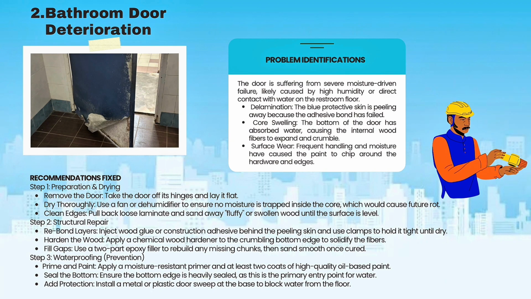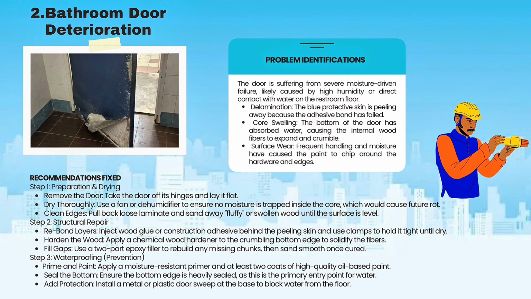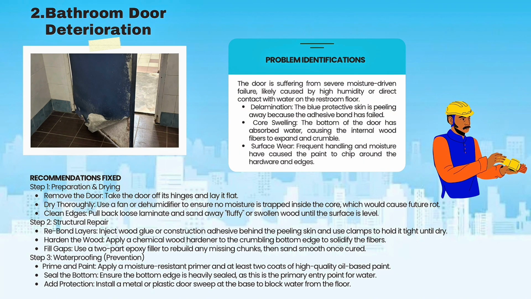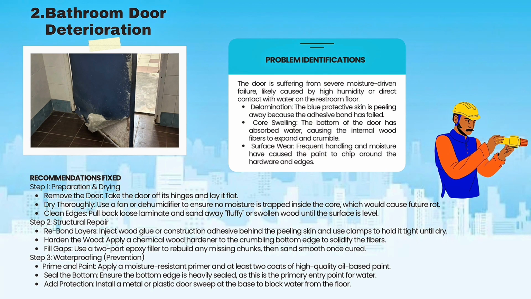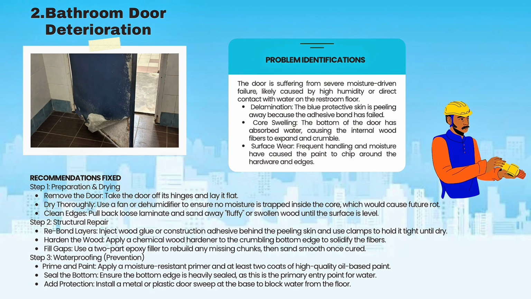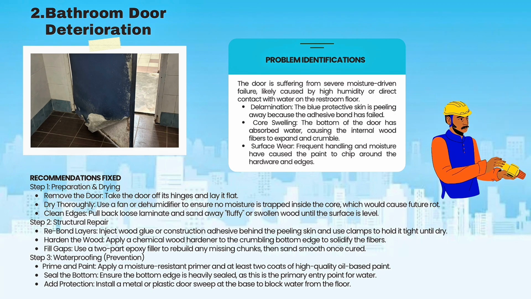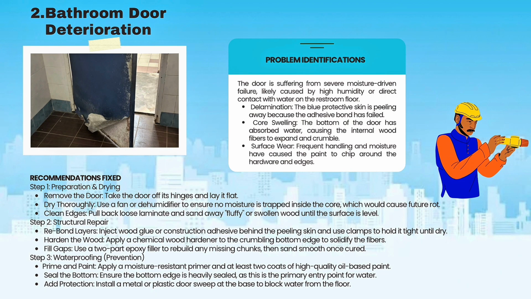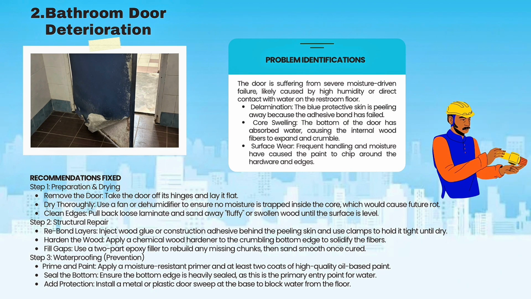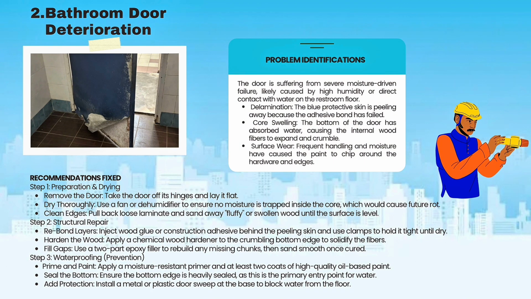And the second, structure repair. Rebond the layer: inject wood glue or construction adhesive behind the peeling skin and use clamps to hold tight until dry. And the last step is waterproofing. Prime and paint. Apply a moisture-resistant primer and at least 2 coats of high quality oil-based paint. And then seal the bottom. Ensure the bottom edge is heavily sealed as this is the primary entry point of water. For protection, install a metal or plastic door sweep at the base to block water from the floor.